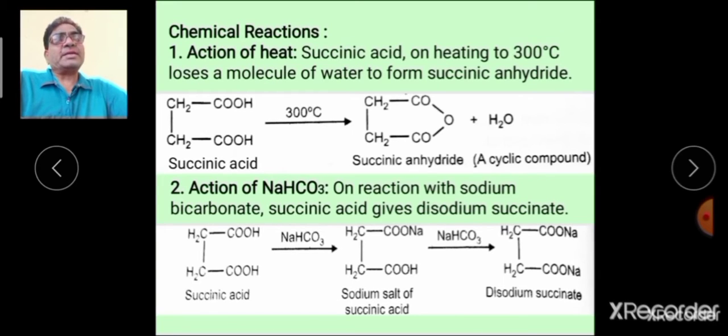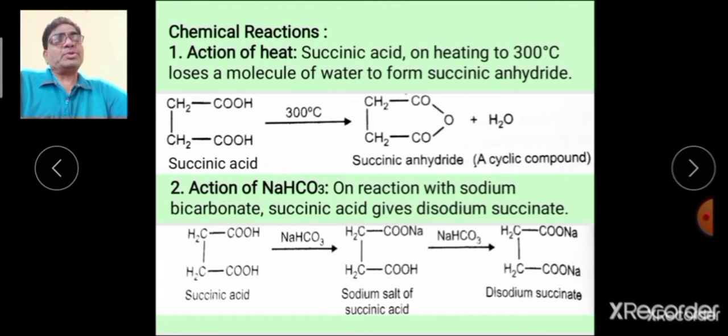Chemical reaction: action of heat. On heating, succinic acid loses a molecule of water to form anhydride, that is succinic anhydride. The temperature is 300 degrees centigrade. This is succinic acid. This OH and H, this water molecule is lost, and anhydride, that is a cyclic compound, is formed.